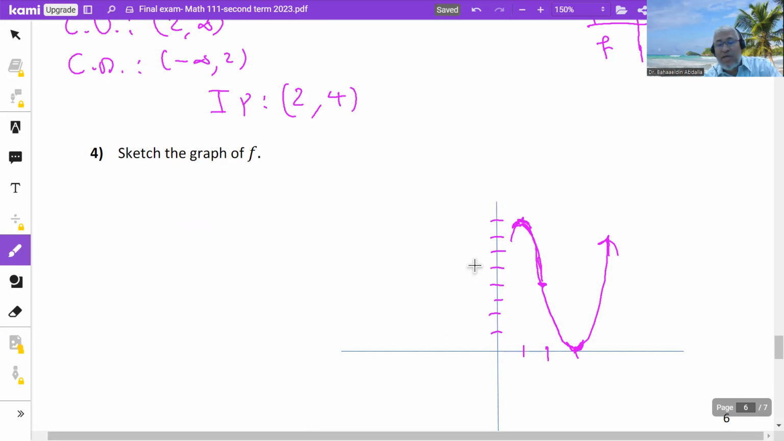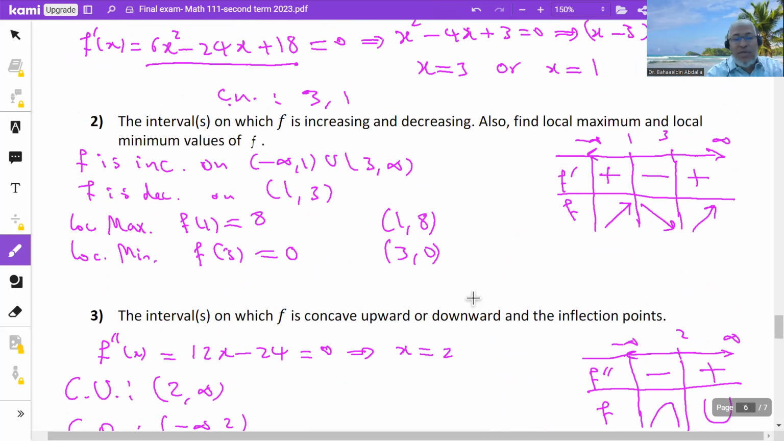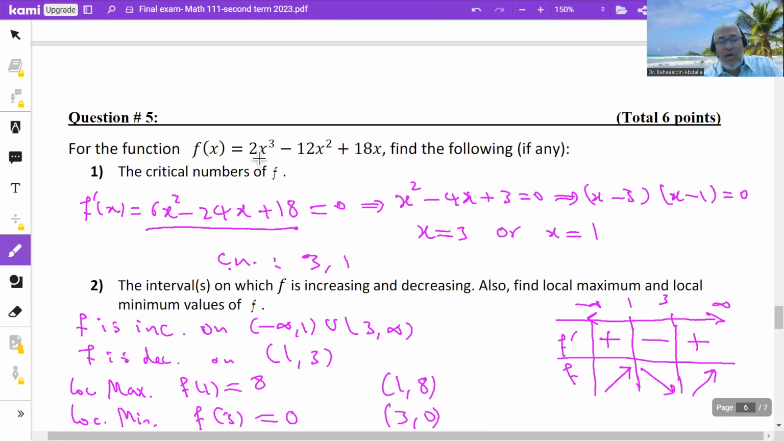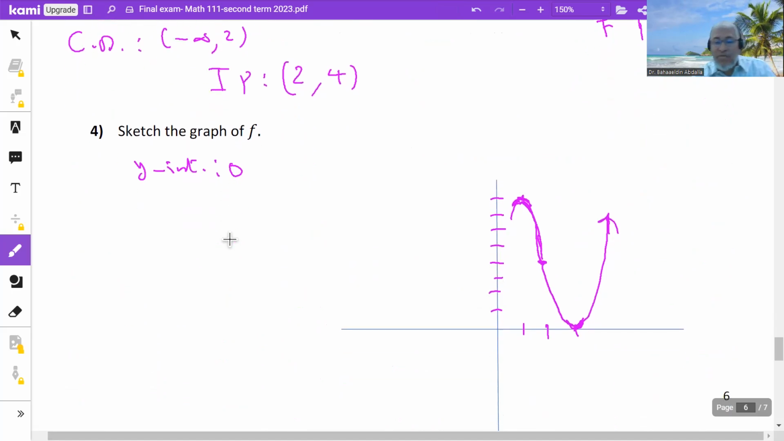So let me check the y-intercept. It will intersect the y-axis. So what is the y-intercept? If I put x equal to 0 in f, I get 0. So in fact, the y-intercept is 0. So the graph passes through (0, 0).